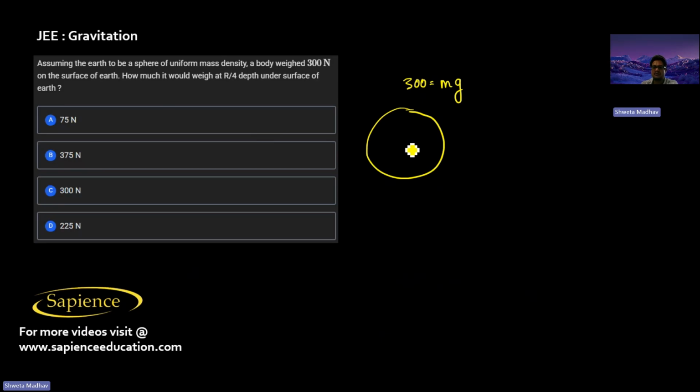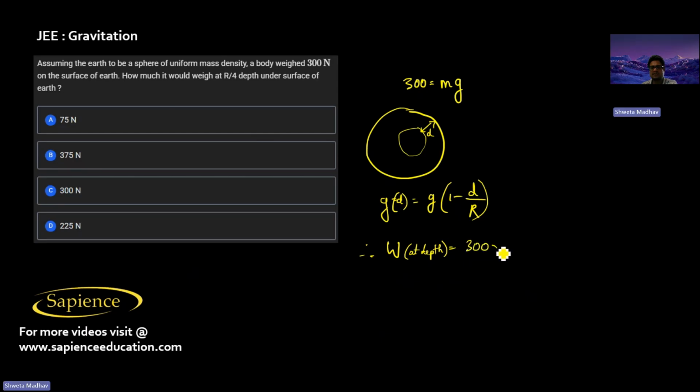Now, the value of g at a depth d is given as g into 1 minus d by r. Therefore, the new weight at the depth d is given as mg.